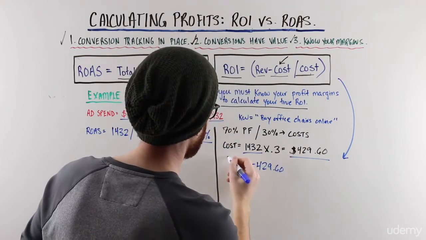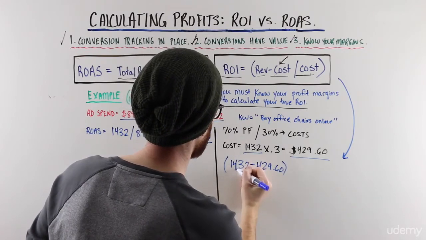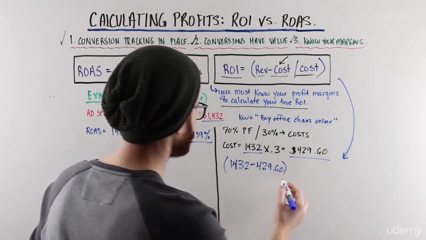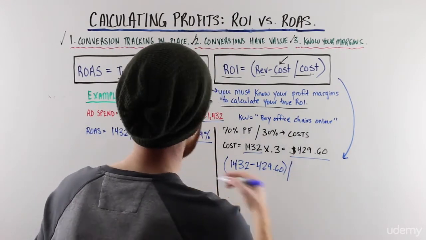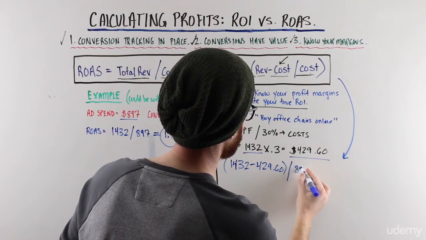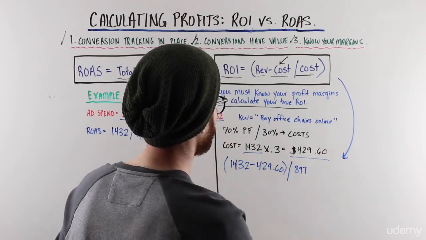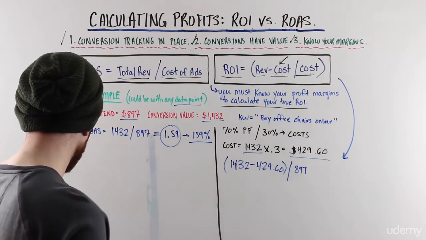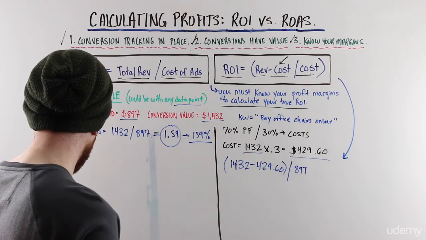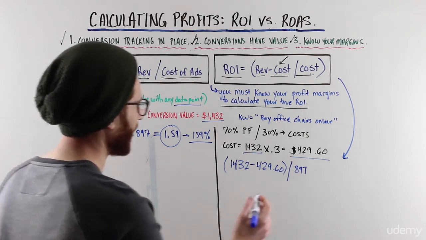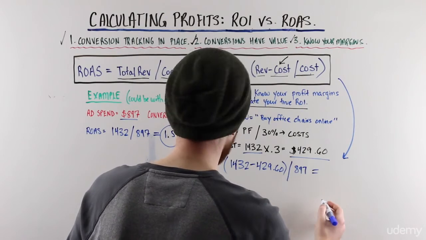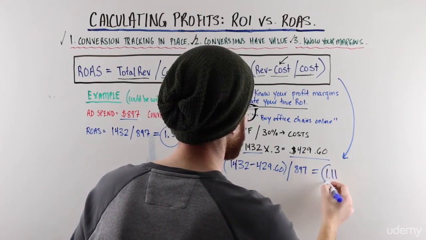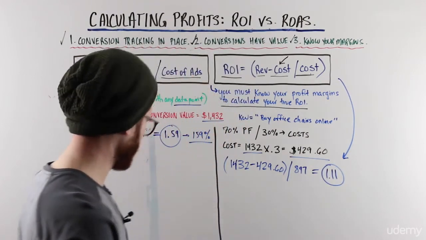Okay, and we're going to divide that by our cost of advertising, which is $897. Okay, that's how much we spent on advertising. So that's going to be our calculation to determine what our ROI truly is. Okay, and if you do this math, you get a value of 1.11. Okay, this number is our ROI.